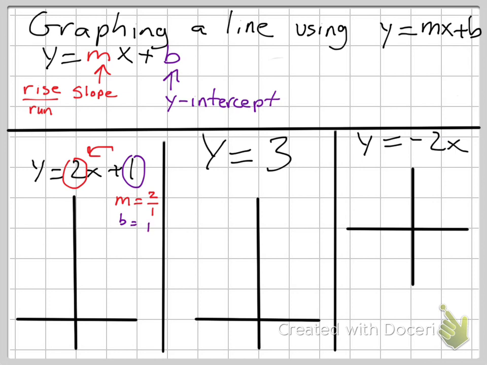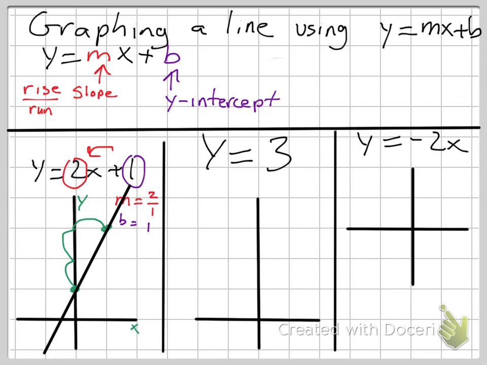Once again, we'll start off with our y-intercept, which is just where it's going to hit the y-axis. This is the y, and this is the x here. Then we're just going to do our slope, which is our rise over our run. We're going to go up 2 and run 1, and that's going to be another point. Once we have that, we can draw our line going through the 2 points here.